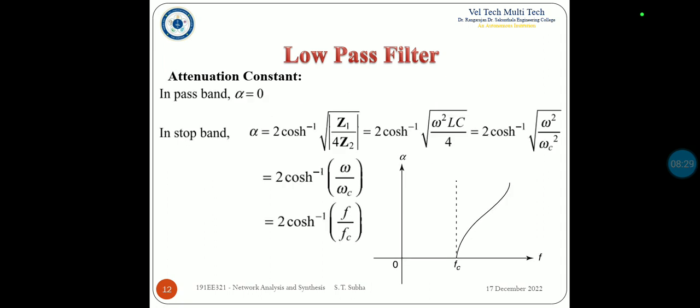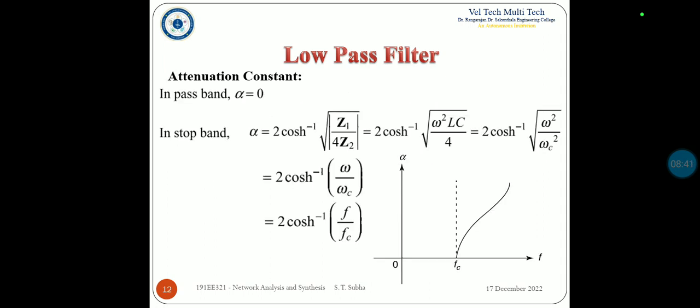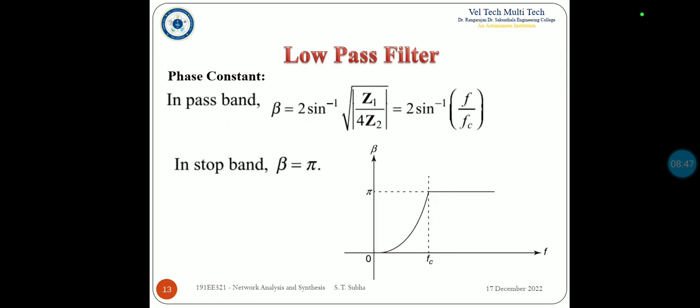We can see the attenuation constant will be 0 in the pass band, while the phase constant will be varying in the pass band. Similarly, the attenuation constant in stop band will be varying while the phase constant will be constant in the stop band.